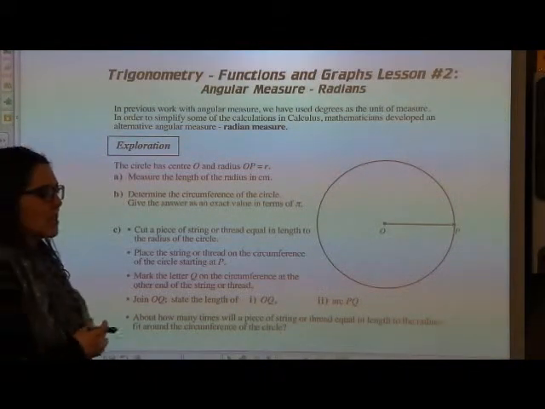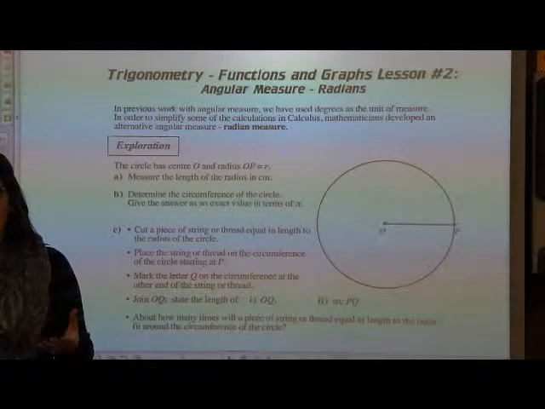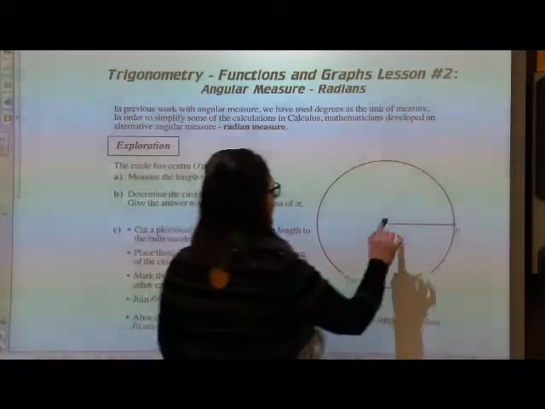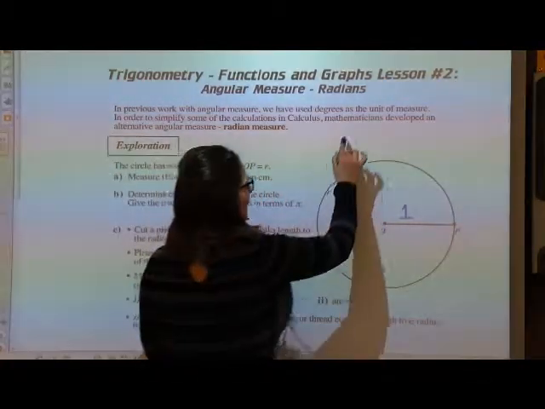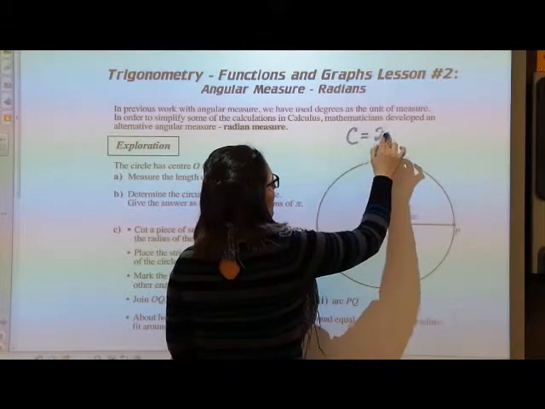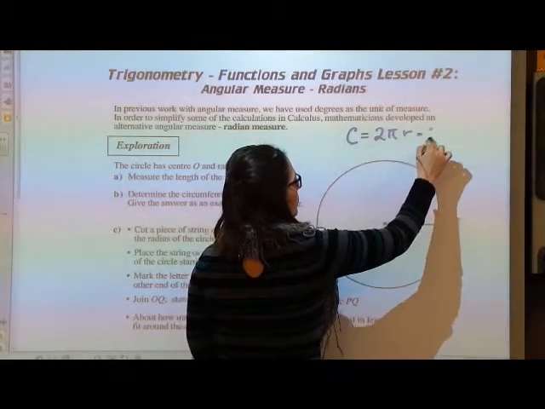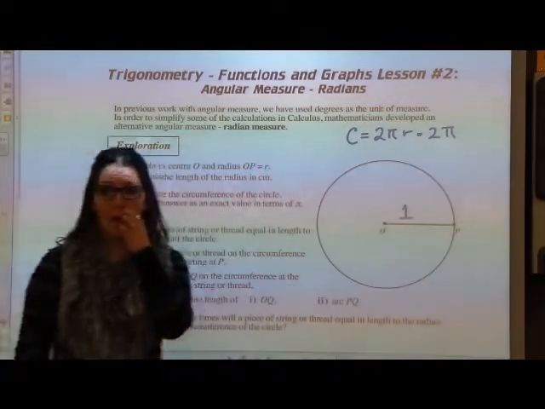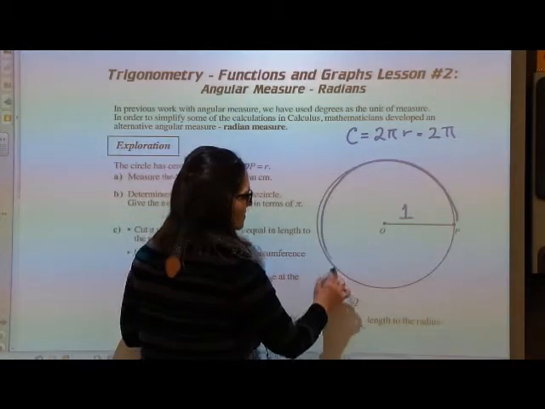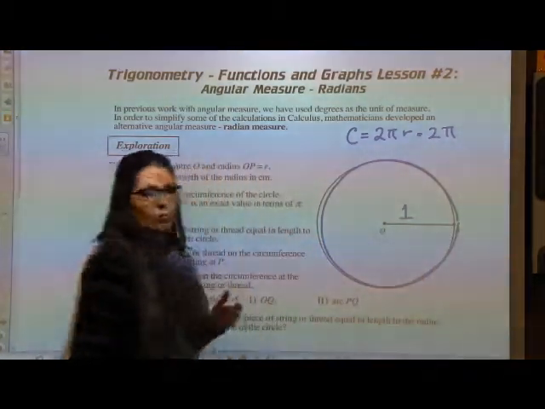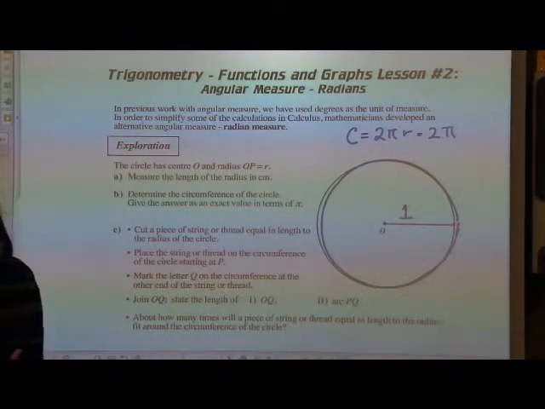So the first investigation that we looked at is if we drew a unit circle, a circle that had a radius of 1, and we looked at the circumference of that circle as being 2 pi radiuses, which in this case would just be 2 pi. What I get is that one full rotation is equal to 2 pi. And we're going to call them 2 pi radians.